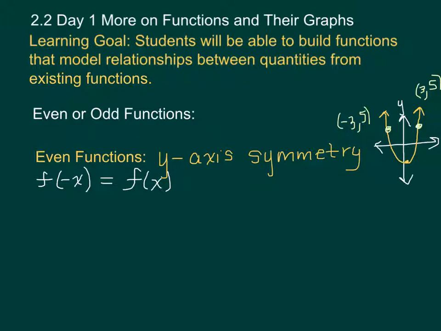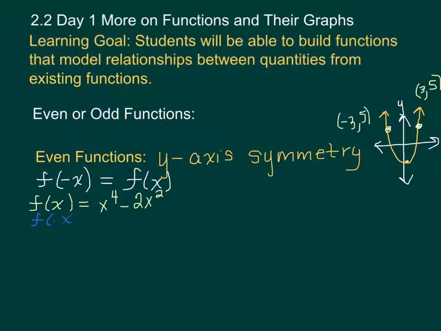So in an equation, let's say they gave us x to the 4th power minus 2x squared. What that means is if you make all your x's negative, then your equation should not change. It should stay the same. So let's see if it works.